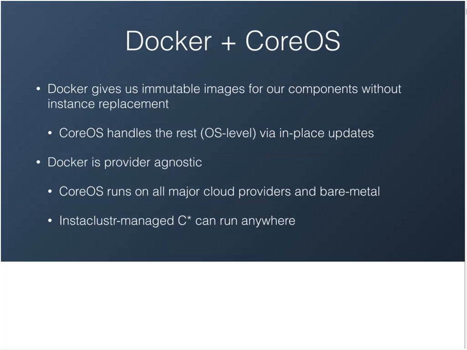So we've, I think it's in beta, started supporting IBM SoftLayer, and SoftLayer does bare metal deployments. And CoreOS just runs there like any other operating system, which is fantastic. So it basically means that Instaclustr managed Cassandra can run anywhere. If we want to onboard a new cloud provider because we've got demand from customers, it's quite easy for us to do so. And the combination of Docker and CoreOS makes this a lot easier.